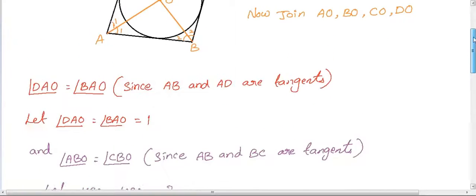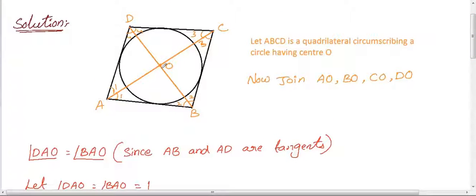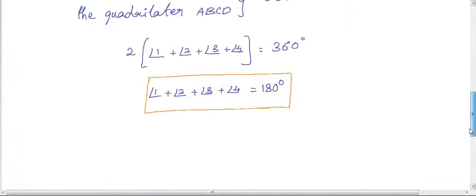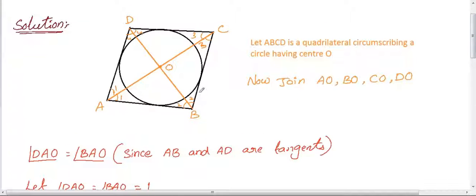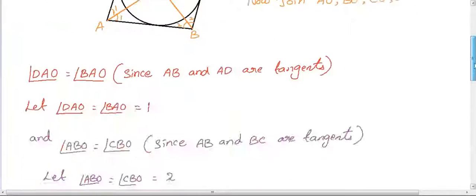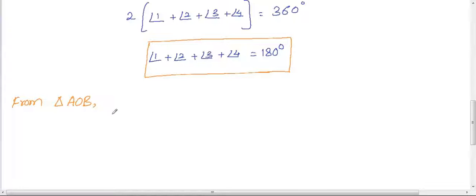And now take the triangle AOB. From the triangle AOB, the angle BOA becomes 180 degrees minus (A plus B). Here A plus B is nothing but angle 1 plus angle 2.